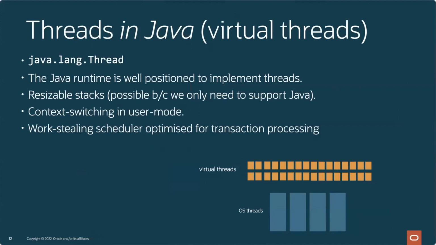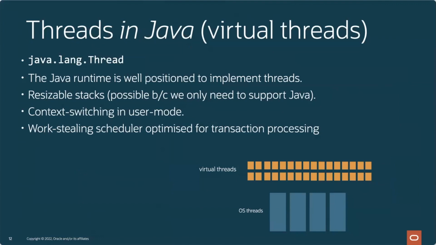Enter virtual threads. Virtual threads are Java threads. They are represented by the same java.lang.Thread class. They pass the same specification. They have the same behavior. They have the exact same semantics, but they are implemented in user mode by the Java runtime.